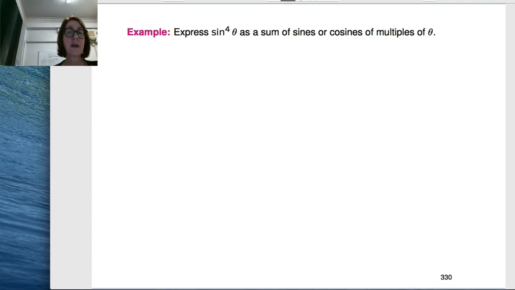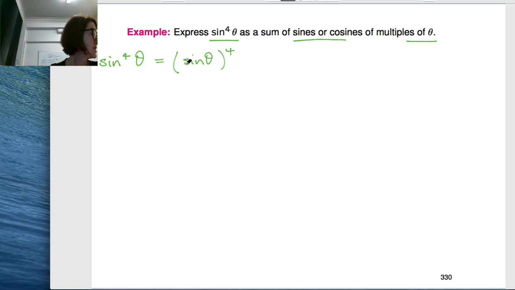All right, so I'm going to get you started on this one, but then I'm going to leave you to finish it off for yourself. So we want to express sine to the fourth of theta as the sum of sines or cosines of multiples of theta. Okay, so let's think about how we might do that. So first up, we've got sine to the fourth of theta, and I'm going to write that as sine of theta to the power 4. That's just the same thing.